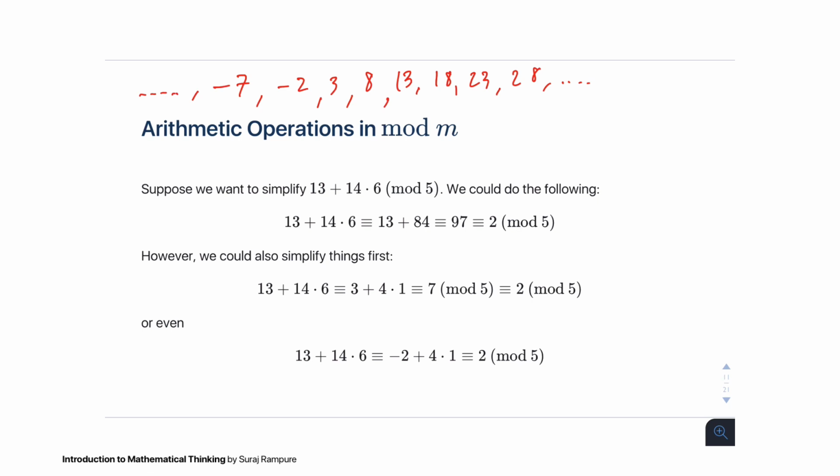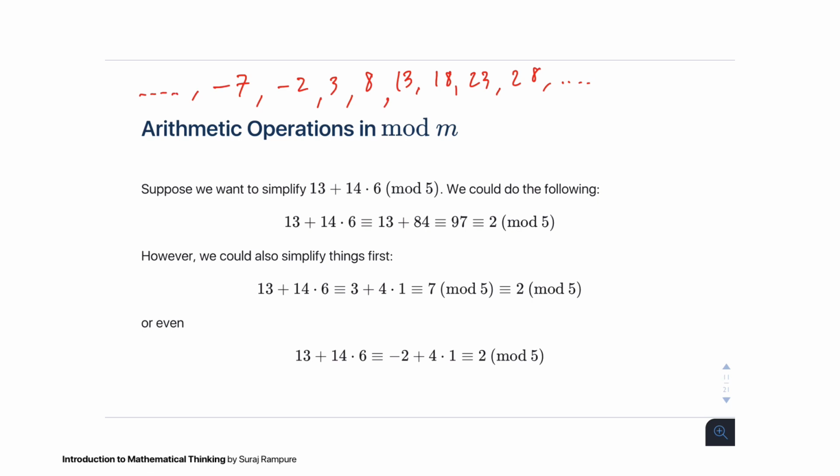But why not? Because that would make our calculations more involved, right? I want to make the calculation as simple as possible, so I just find the smallest and closest numbers in modulo 5 and then do my arithmetic. So I rewrite 13 as negative 2, 14 is 4, and 6 is 1. And that gives me my answer right away. Negative 2 plus 4 times 1, which is 2. Is that clear? So this was just one example.